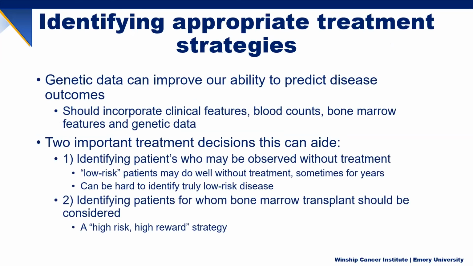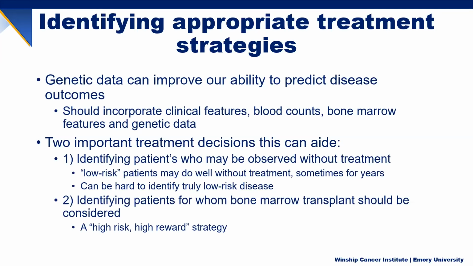So looking at the first of these, identifying appropriate treatment strategies by best predicting how we think the disease will behave. Again, we've talked about this with each of the diseases, and classically we use things like blood counts and bone marrow findings, with the genetic data, especially in diseases like CMML, really adding to our ability to do that.